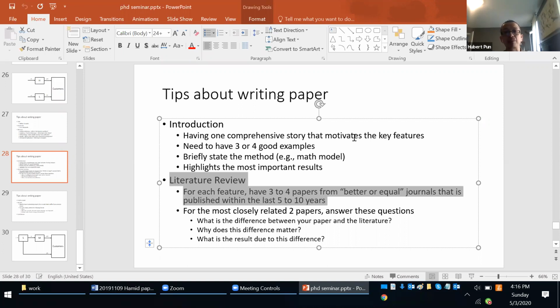Let me explain. What does it mean by better or equal journal? When you're trying to submit a paper, it depends on what level of journal you're trying to submit to.